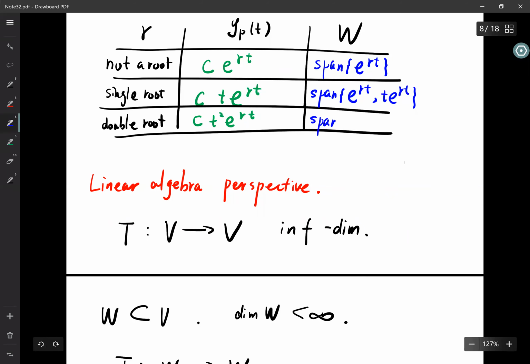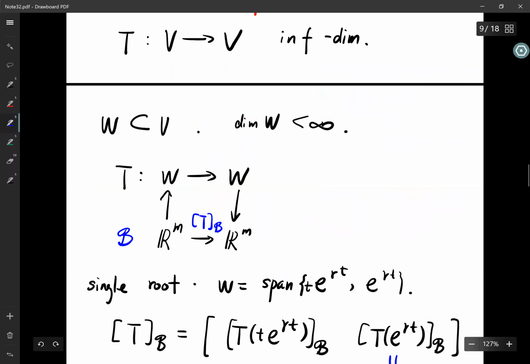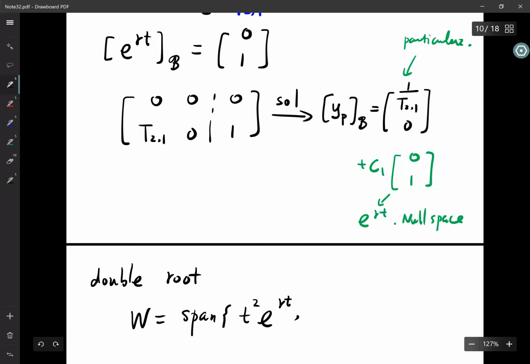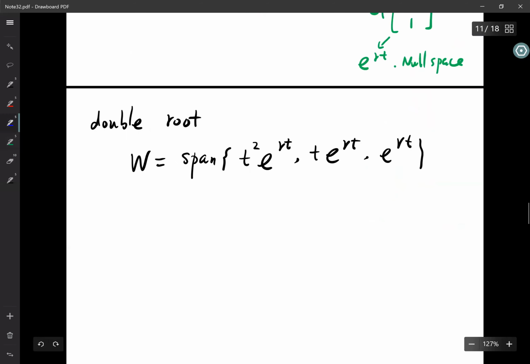Okay, then you see where this is going. Let me exchange the order here, to be consistent. And this one is just the span of RT, a three-dimensional space. Let's look at this again. From the perspective of a double root, W is the span of T squared RT, T RT, RT. And these two, remember, are in the null space of T.